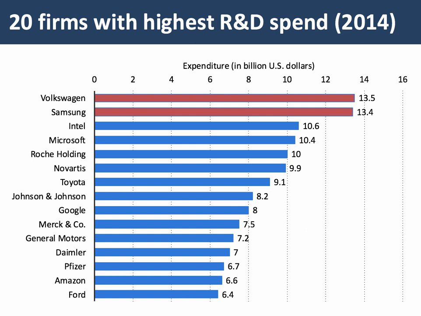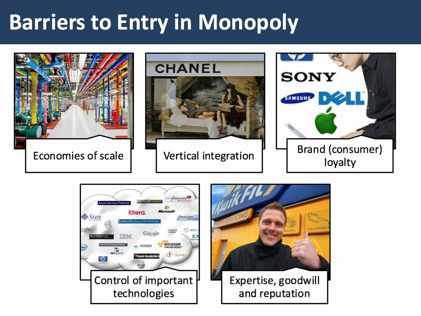So high research and development spending, if it leads to a large number of patents being applied for and granted, can act as a barrier to entry. A 5th important barrier to entry, not often mentioned by students, but I think worth considering, is the significance of expertise, company reputation, and goodwill.